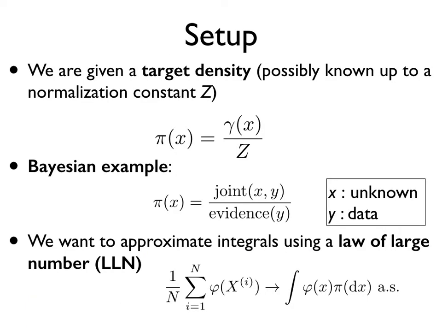So the setup is that we're given a distribution of interest, which is only known up to a normalization constant Z. This normalization constant is difficult to compute in general, but the numerator, gamma(x), can be computed pointwise. So it's a fairly standard setup in MCMC. And our goal is to approximate integrals using a law of large numbers.